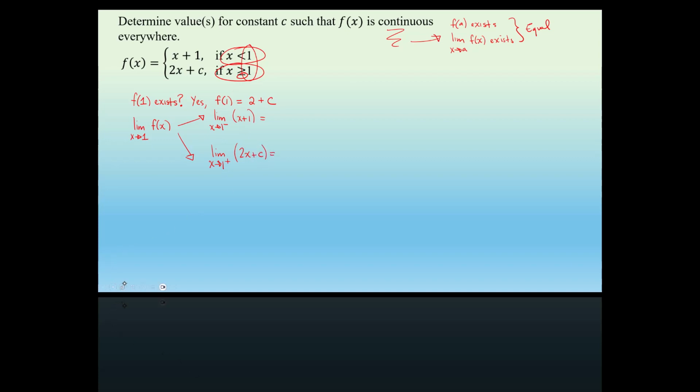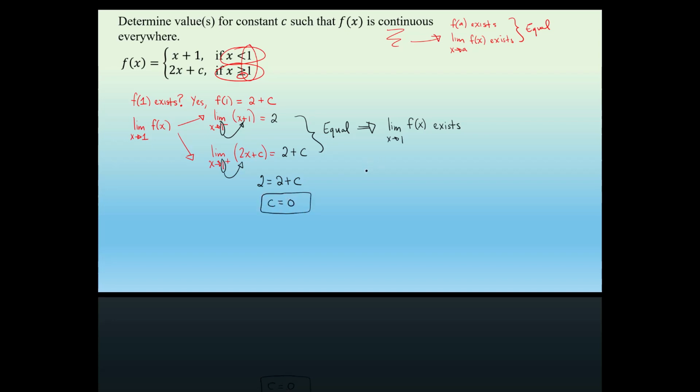We'll do direct substitution, so we'll plug directly in for x, and we get 1 plus 1, which is 2, and we get 2 times 1 plus c, which is 2 plus c. Remember that these two limits must be equal to each other in order for the limit as x approaches 1 of the function to exist. Therefore, I have an equation that says 2 is equal to 2 plus c, and then I can solve this for c, and I get c to be 0.